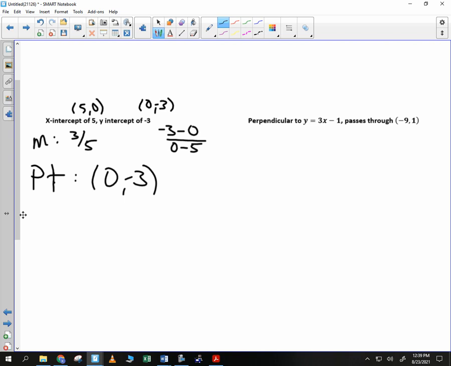Is that enough information to now write it? True or false? I need to use point slope form. Why? You have your y-intercept. Save yourself some work, folks.